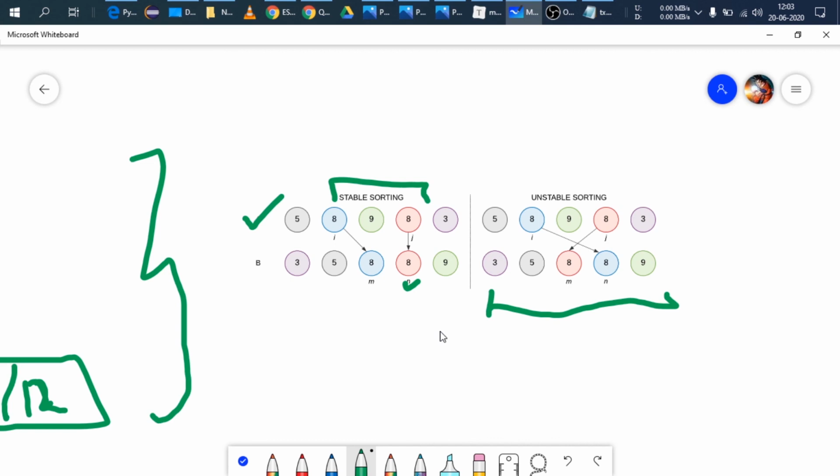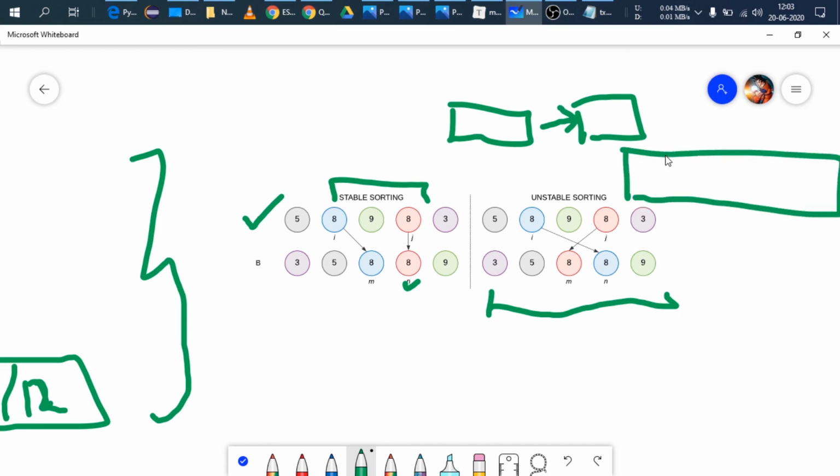Now, what will be the uses? What will be the best use case for both of these algorithms? Merge sort would be best for sorting linked lists, because linked lists don't require that much space as in the case of arrays. Merge sort will be better in sorting linked lists, and quicksort will be better in sorting large arrays, provided that it does not lead to unbalanced subarrays.